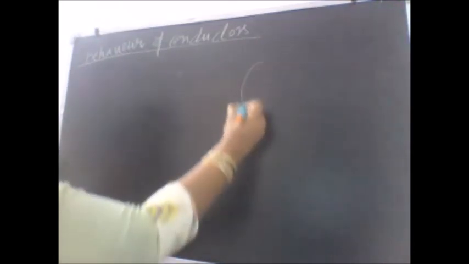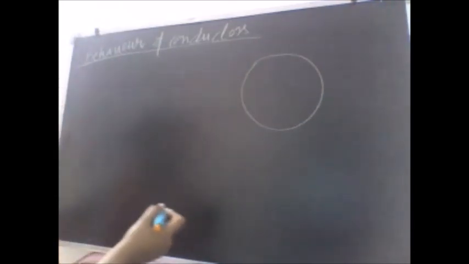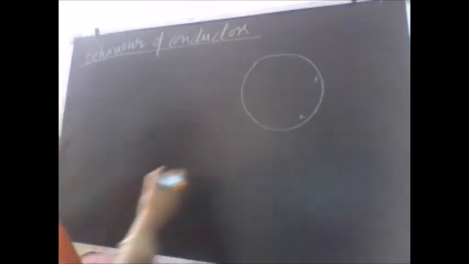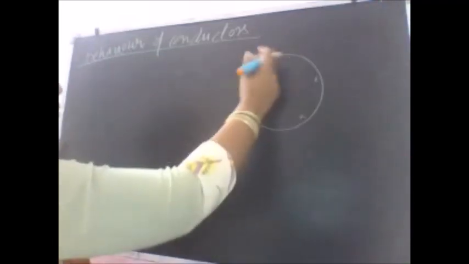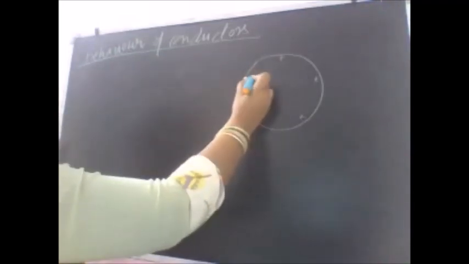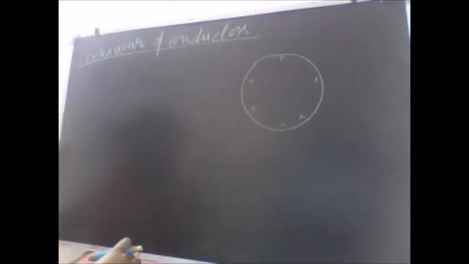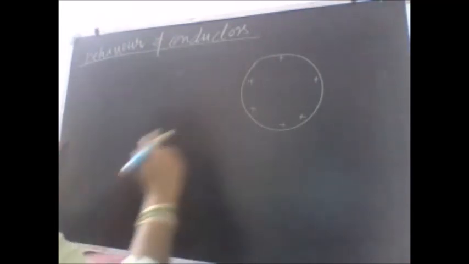So in case you are given a spherical conductor here and you are injecting some charge, say positive charge. When we are injecting the charge, it appears uniformly over the surface. It is not that the charge stays at the point where you are injecting it. No, it spreads uniformly, and this is a conductor.